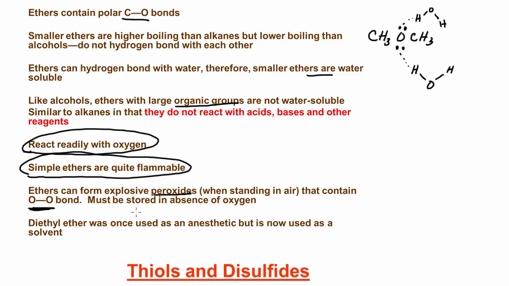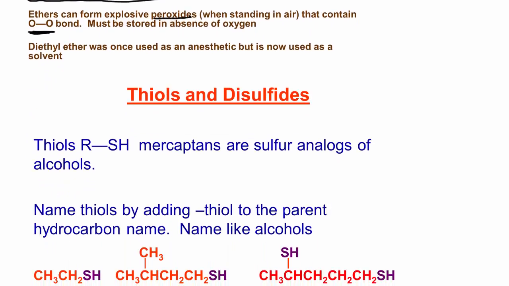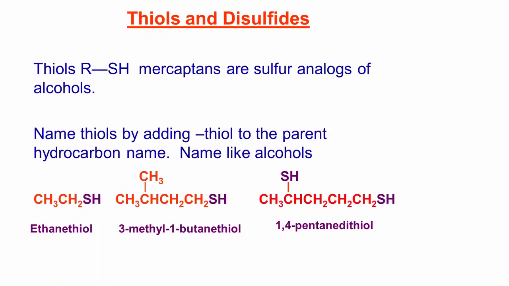So we have special containers that we store these ethers in. So we have storage conditions, especially for ethers. We have to keep them away from air. And years ago, diethyl ether was used as an anesthetic, but we usually use it today as a solvent in the lab. So that's it as far as ethers go. Again, you don't need to know how they are synthesized.